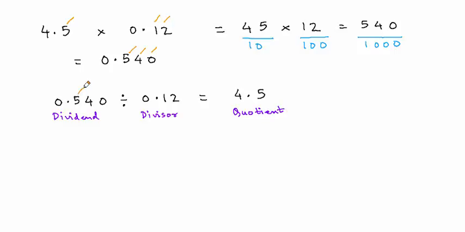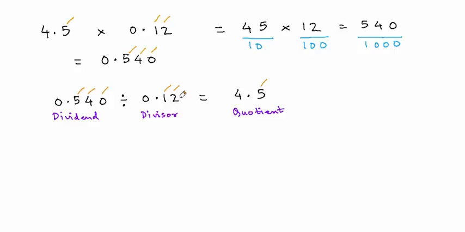Now there are three places after the decimal point on the dividend and two places after the decimal point on the divisor, and 3 minus 2, that is only one place after the decimal point on the quotient. And that's pretty obvious because in multiplication we were doing 1 plus 2 is equal to 3 places or 3 digits after the decimal point. Now when we change that to a division, we have to do 3 minus 2 is equal to 1.